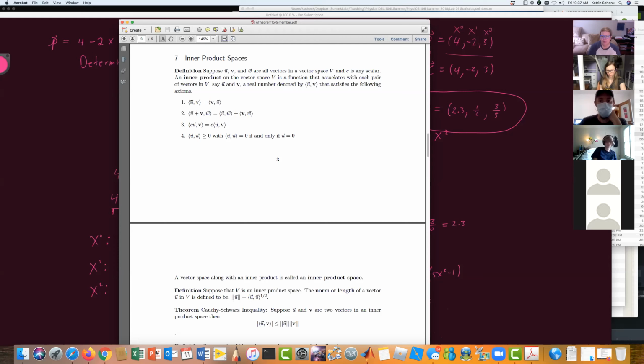A vector space along with an inner product is called an inner product space. So now you've got the vector space and the inner product, and those two things become the inner product space.